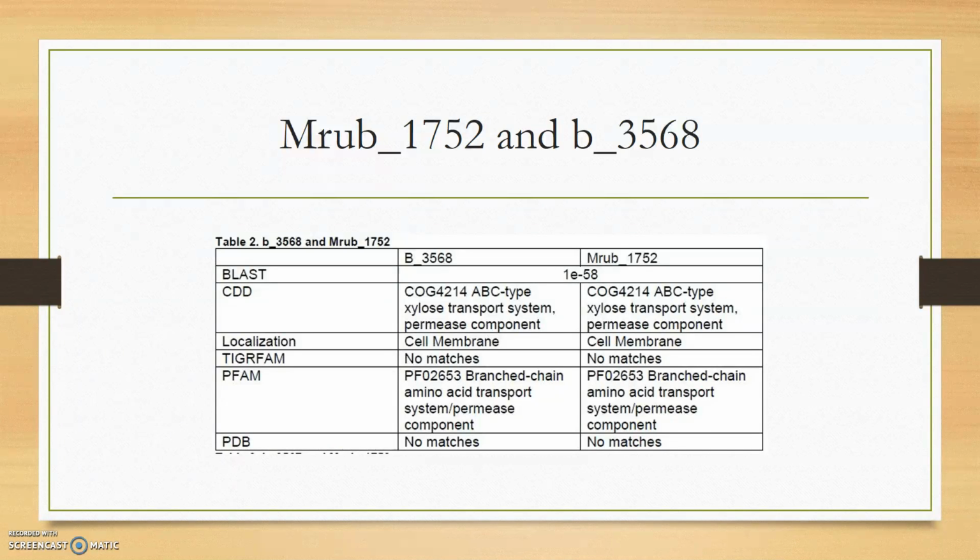So the permease component. However, for these two genes, I was unable to find a TigerFam hit or a protein database hit, indicating that this gene likely does not fold correctly if it is not within the cell membrane. And that the permease components, that was for PDB. For TigerFam, though, it's likely that the permease component is not similar enough between different species to create a TigerFam category for them.